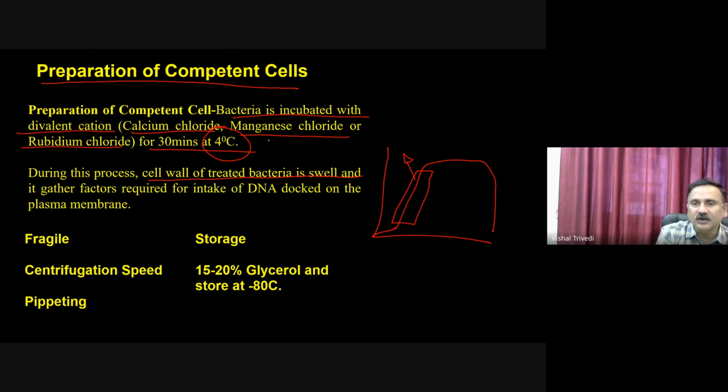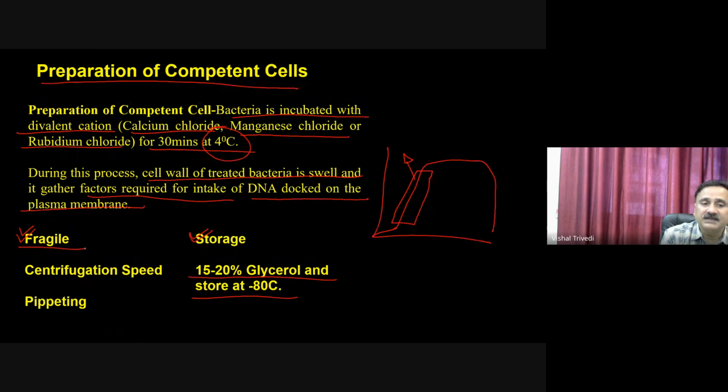So the cell wall of the treated bacteria is swollen. When you do incubation with the divalent cations, the bacteria swell and gather the factors required for the intake of DNA, which are docked onto the plasma membrane. Because of these reactions, the bacteria swell and the cell wall is compromised. They are very fragile; if you do any little shaking, they will die. The storage also has to be done in 15 to 20% glycerol, at minus 80 degrees Celsius.